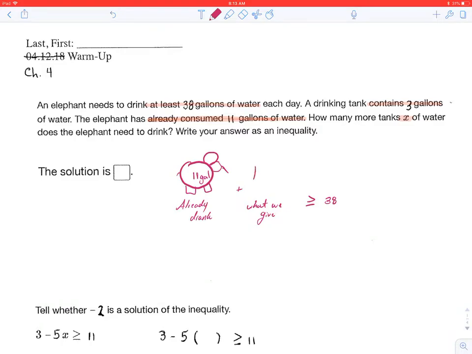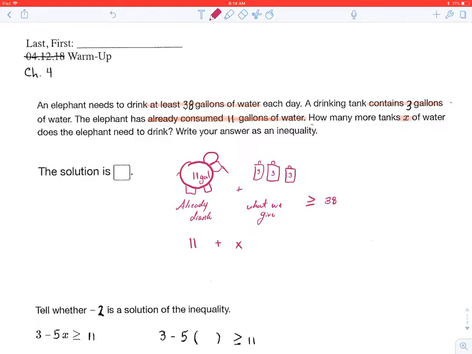Now we're going to give the elephant these tanks of water that each contain 3 gallons. What we need to figure out is how many more tanks of water the elephant needs to drink. How many more tanks do we need to give the elephant? Well, he already drank 11 gallons, and every time we give the elephant a tank, we're going to add X, because X represents the tanks.